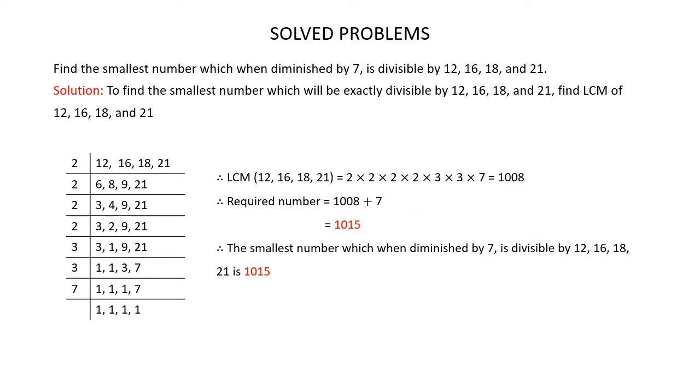And 1008 is divisible by 12, 16, 18 and 21. So the required number is 1015. The smallest number which when diminished by 7 is divisible by 12, 16, 18 and 21 is 1015.